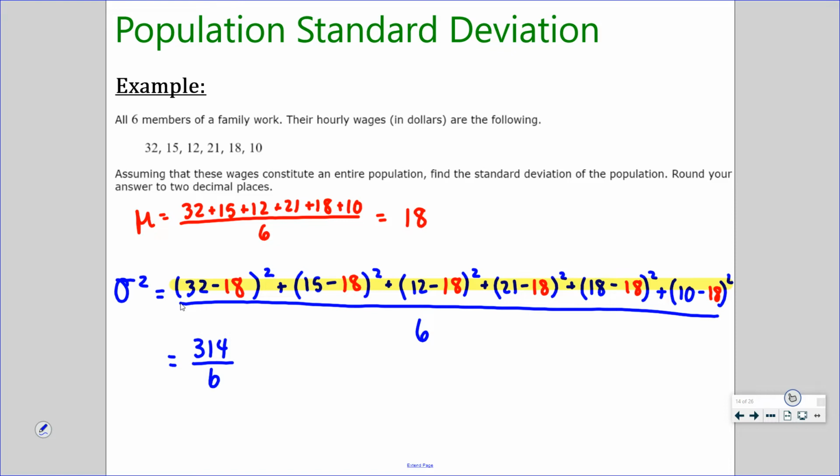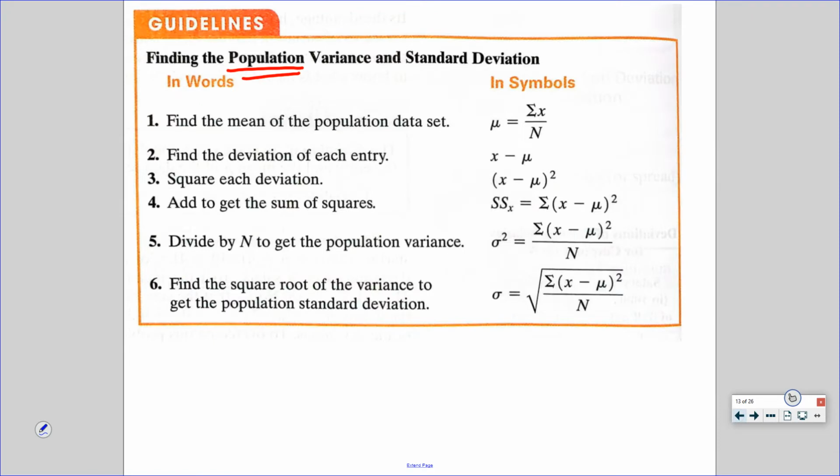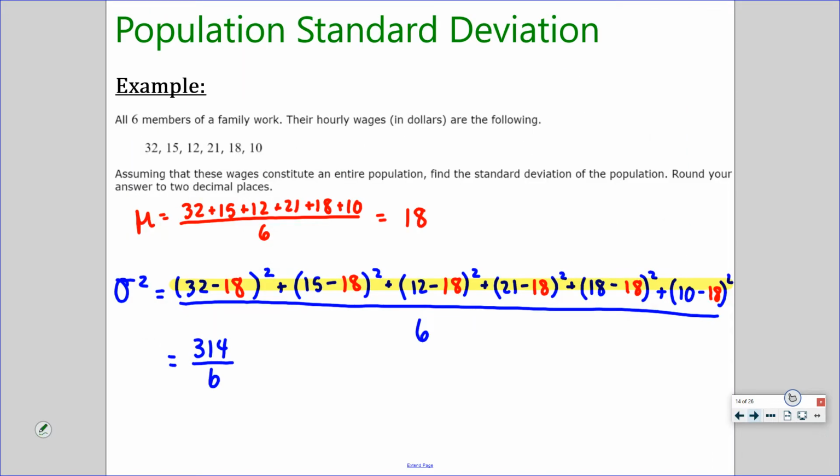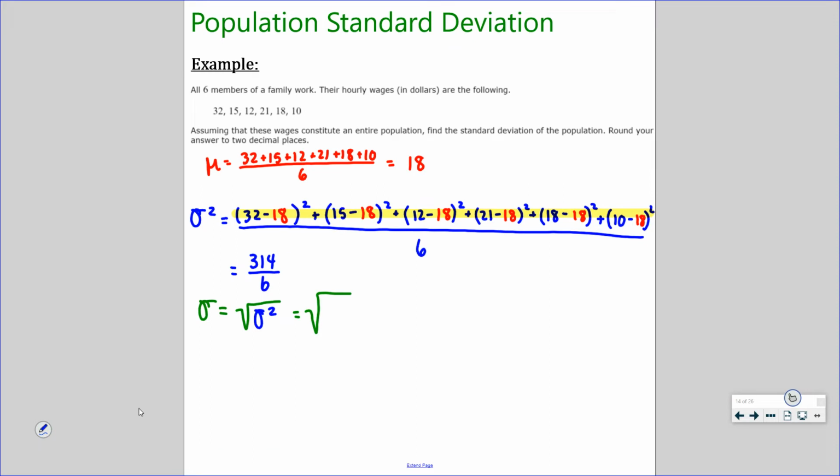So the only thing left I have to do, right now I have my variance. That's what this symbol means. Sum those all up, divide by the number of members of my family. Now I just have to find the square root of that to get the standard deviation. So to get the standard deviation, you just square root the variance. So then I just square root that number. You can simplify it if you want, but your final answer is the square root. We'll round this one to 2 decimal places as well.